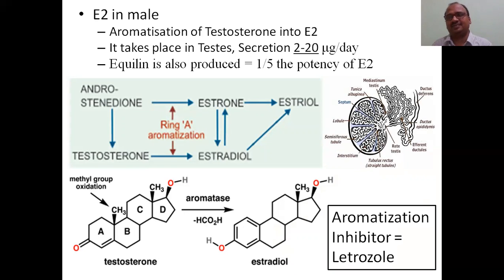Next, E2 in males. Males also contain a small amount of estrogen, from testosterone. See here how it is converted. Ring A undergoes aromatization. Direct clue: A, B, C, D, 4 rings are there, we know very well in steroids. A, aromatization, both match again here. Ring A aromatization: testosterone is converted into estradiol. This estradiol is also interchanged into estrone or estriol. It takes place in the testis, the main organ. Secretion is 2 to 20 micrograms per day.